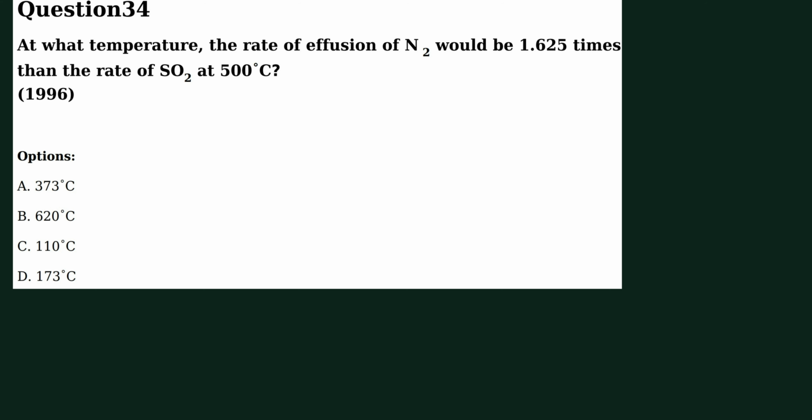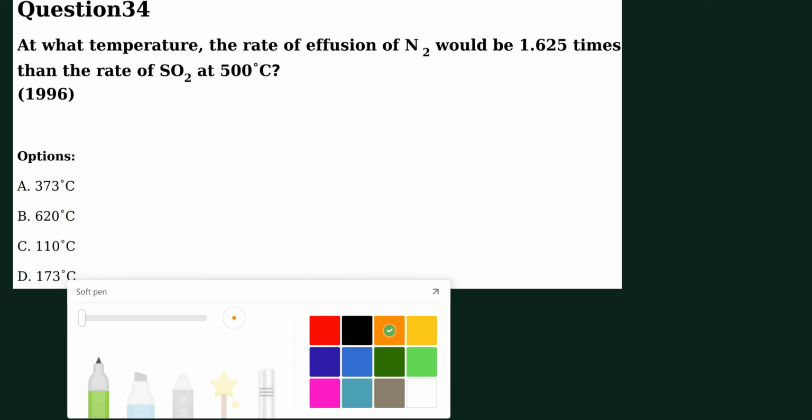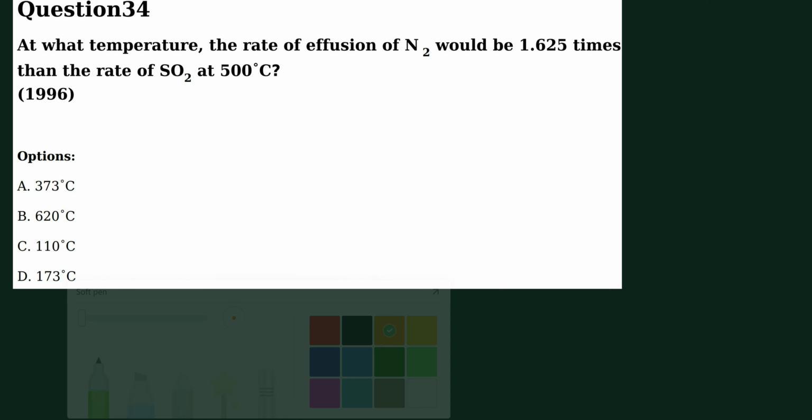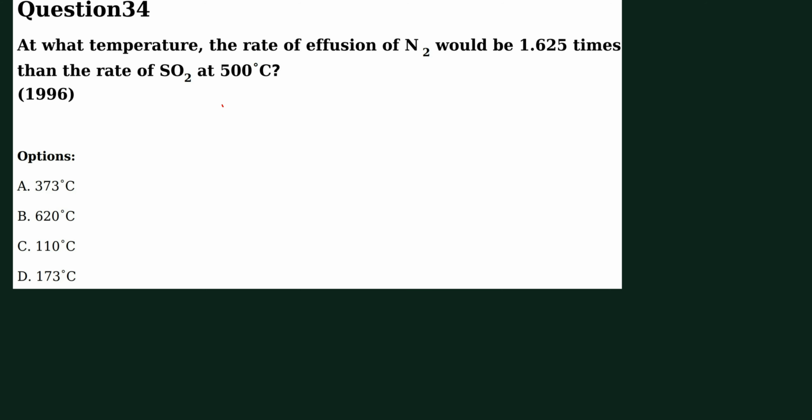At what temperature would the rate of effusion of nitrogen be 1.625 times the rate of SO2, sulfur dioxide, at 500 degrees Celsius? The rate of effusion depends on your molecular weight. If molecular weight is more, rate of effusion is less. And also it depends on temperature. If temperature is more, rate of effusion is also more. So the gas moves very fast.